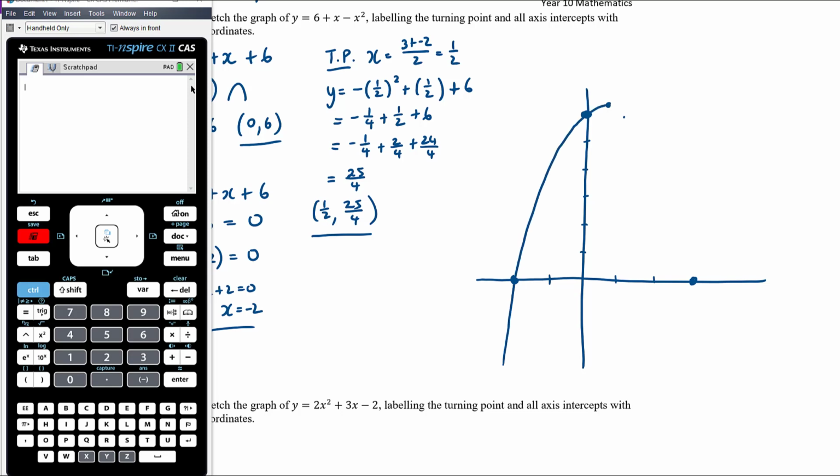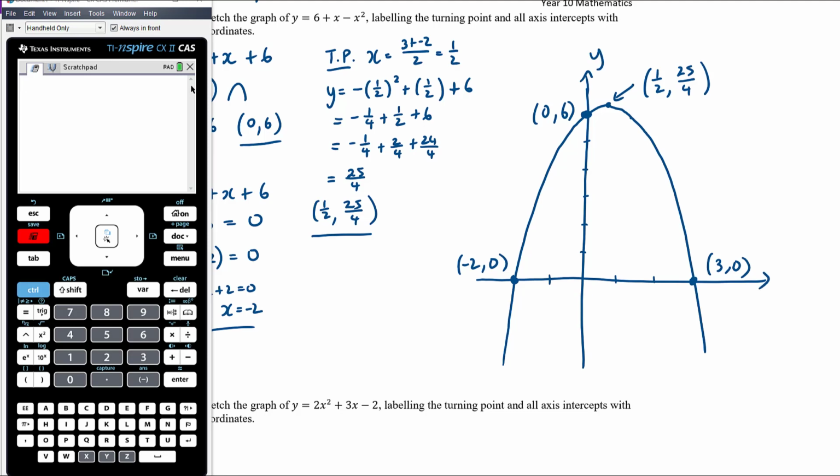So through your y-intercept, turning at your turning point, through your symmetry point. A bit of a wobble there, let's try that again. My symmetry point's a bit close, that's why. Struggling, should have stuck with the first one. Okay, so x-intercepts are (3, 0), (negative 2, 0). Y-intercept is (0, 6), and our turning point is at (1/2, 25/4). And there is the graph of our parabola.